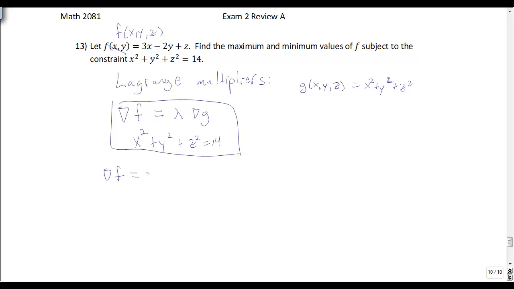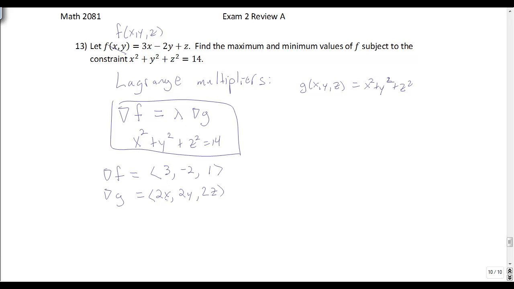Gradient of f, that is, let's see, 3 is the partial with respect to x, partial with respect to y is -2, partial with respect to z is 1. Gradient of g is 2x, 2y, 2z here. And then we have this equation here. So you might be worried, well, x, y, and z are unknowns. Lambda is also an unknown. That's 4 unknowns and looks like 2 equations.